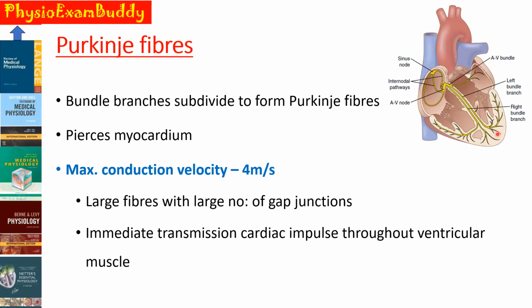Next, about the Purkinje fibers. The bundle branches subdivide to form the Purkinje fibers, which pierce the myocardium, and they have the maximum conduction velocity of 4 meters per second. They are very large fibers having a large number of gap junctions, and this allows the almost immediate transmission of cardiac impulse throughout our ventricular muscle. The synchronized contraction of the two ventricles helps in the effective pumping of the heart.